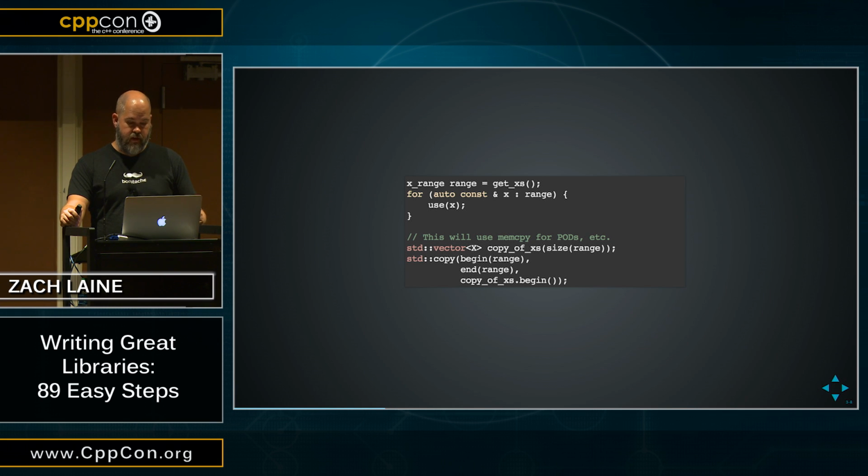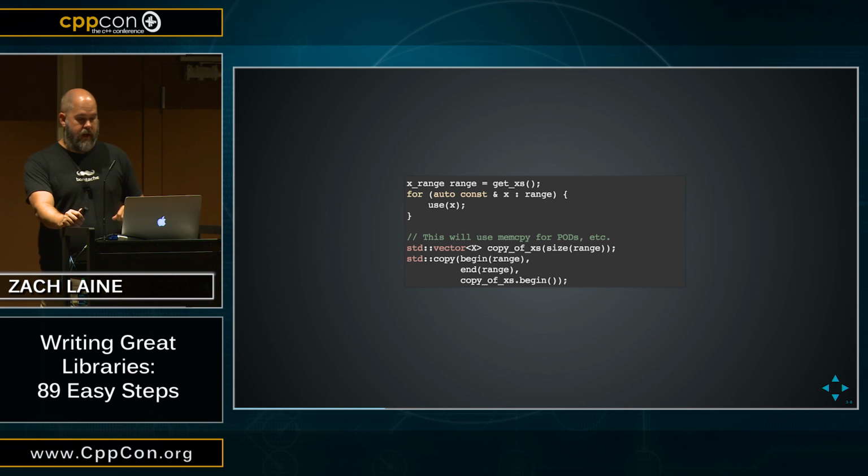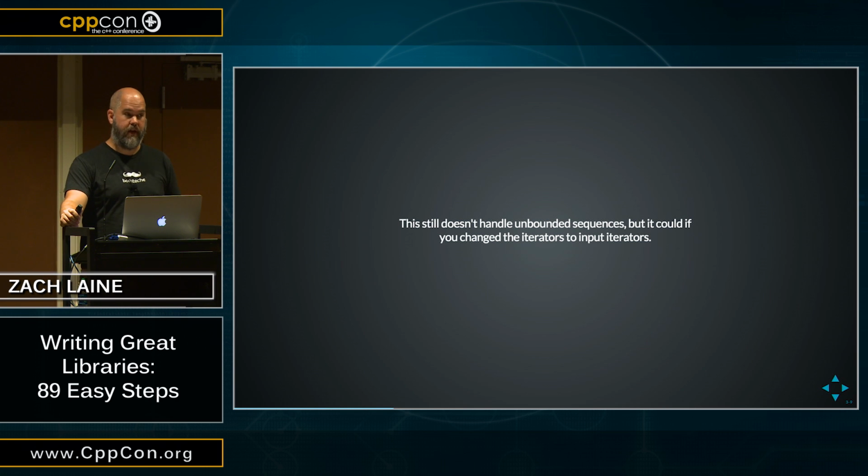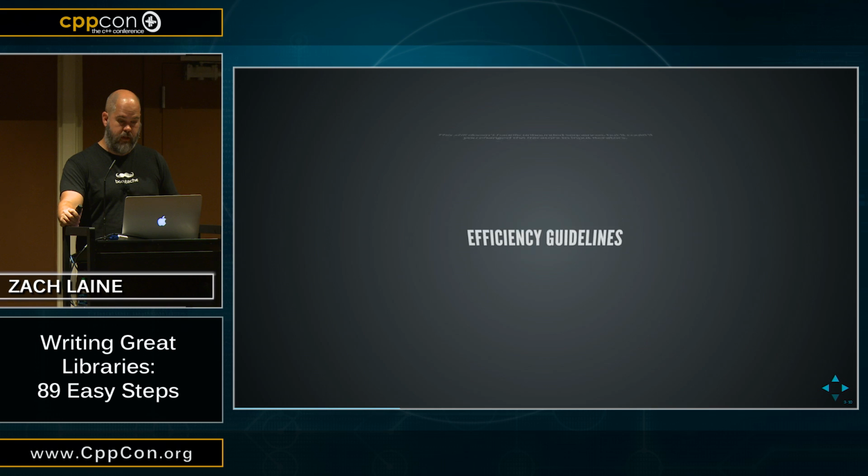Okay, so that's a very straightforward way to do it, and it has the nice property that it handles unbounded sequences as long as you change that iterator category, right? Where that was a random access iterator, but if I change those to input iterators, then I could have something coming in from a file, or a stream, or something coming in from a wire.